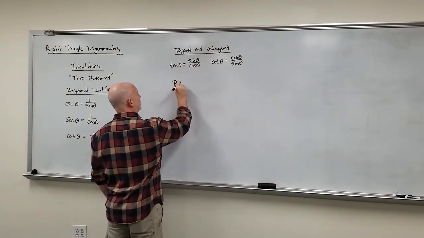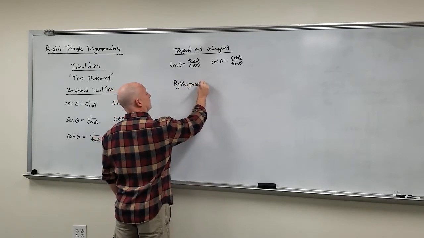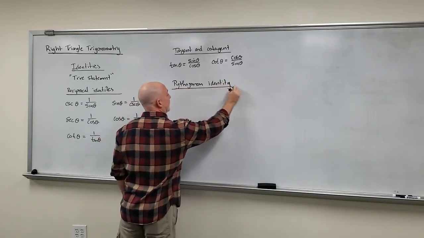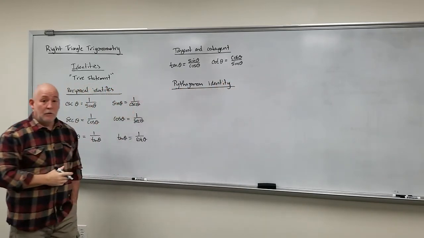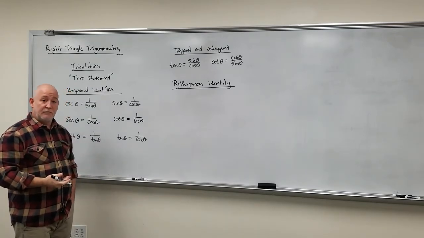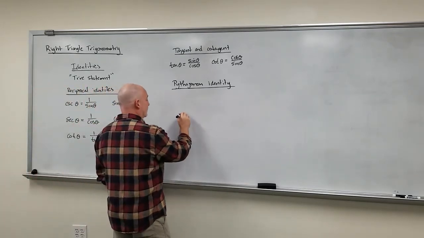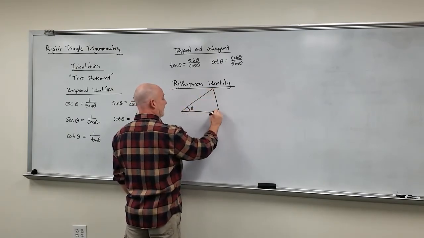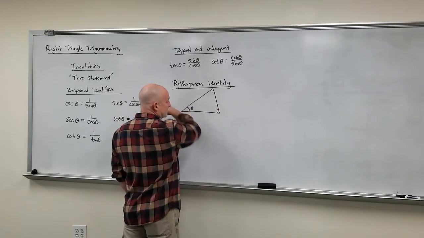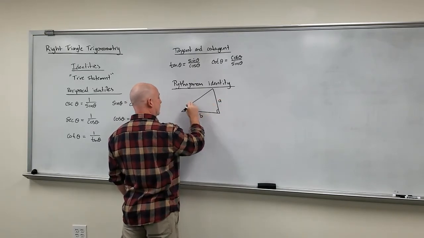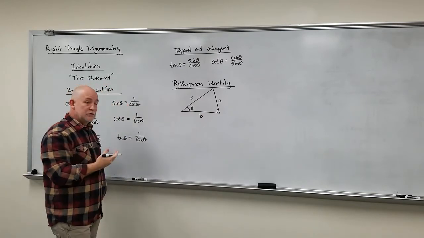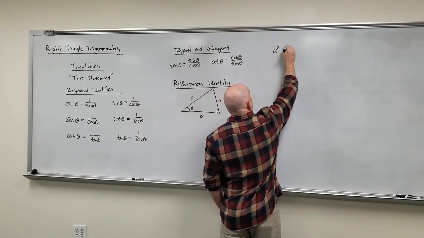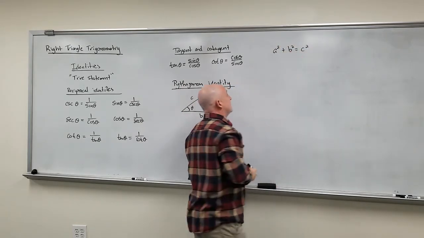This is called the Pythagorean identity. Now, of course, the Pythagorean identity is going to be based off of our Pythagorean theorem. So let me do this real quick. I'm going to draw a real small triangle here. Let's call that the angle theta. Excuse me, let's do A, B, and C. So according to this triangle and the Pythagorean theorem, I'll bring it up here. I know that A squared plus B squared is equal to C squared.